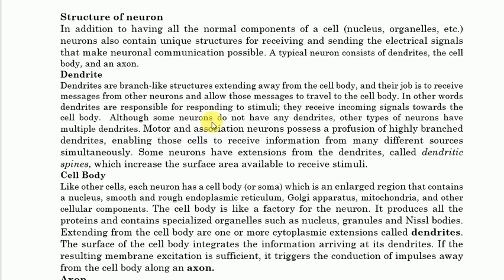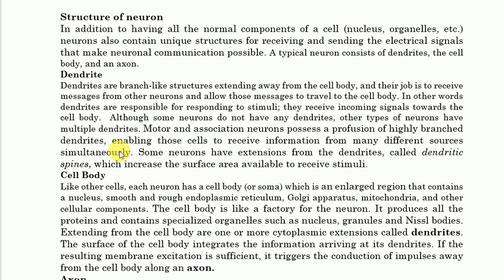Although some neurons do not have any dendrite, other types of neurons have multiple dendrites. Kwa baadhi ya neuroni hazina dendrite kabisa, nyingine zina multiple dendrites. Motor and association neurons possess a profusion of highly branched dendrites, enabling those cells to receive information from many different sources simultaneously. Kwa hiyo motor neuron pamoja na association neuron. Association neuron maana yake ni zile relay neuron zilizoko ndani ya central nervous system. Zenyewe zinakuwa na dendrite nyingi.